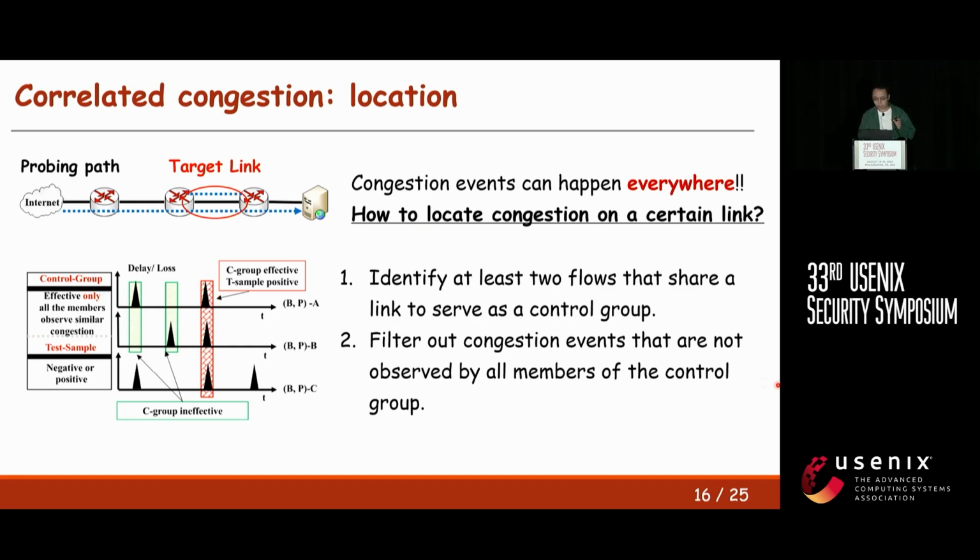Next, with the control groups, by focusing on the congestion events observed by all members of the control groups, attackers can more accurately pinpoint the location of the correlated congestion. It's important to note that the composition of the control group can be updated dynamically as needed, to add some members and to kick out some members during the observation process.